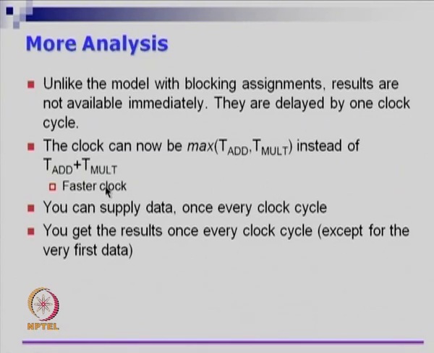Essentially, we have a clock that can run faster. We can supply data once every cycle, and you also get the results once every cycle except for the very first cycle. So essentially there is a latency of 2 cycles, and a throughput of one set of inputs being processed every cycle. This is what we call pipelining.